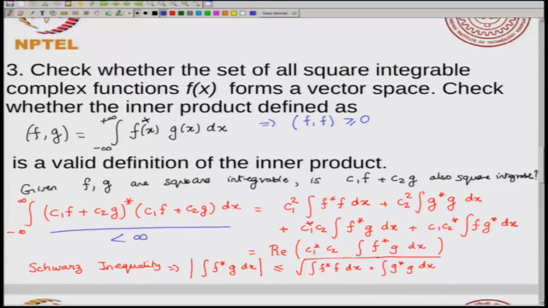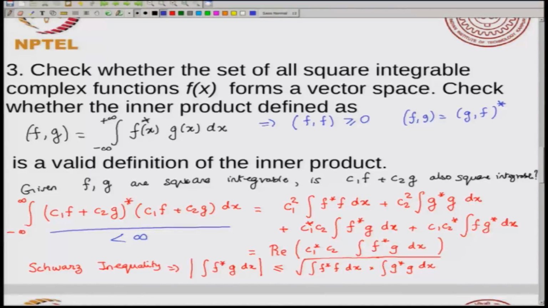Okay. The other condition is that the inner product of f with g should be equal to the inner product of g with f. Okay. Now, this is true for a real inner product space. For a complex inner product space, actually this is modified with a star. Okay. These two conditions you can easily see again from this definition of inner product. So, this is a valid inner product.